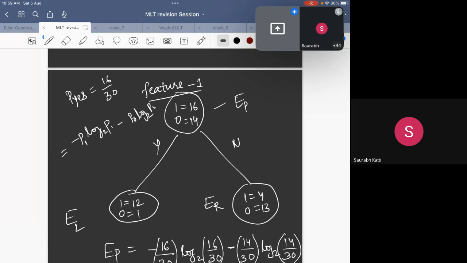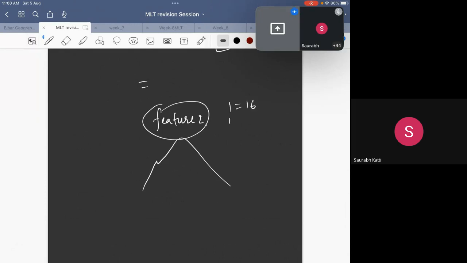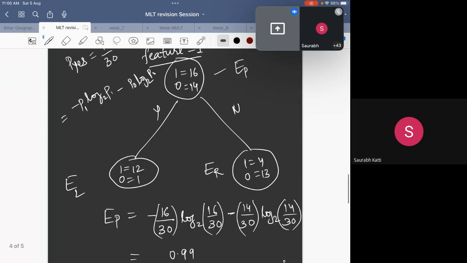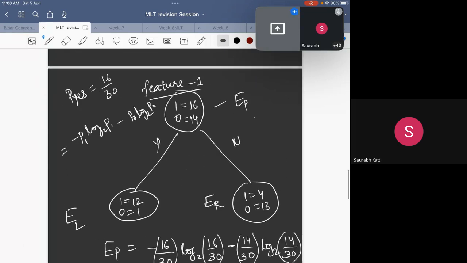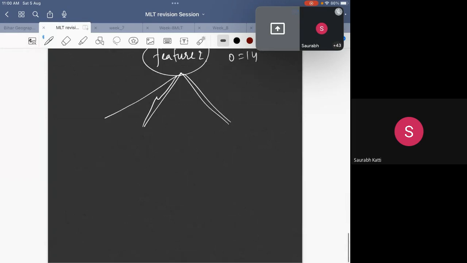So if you are given feature 1 and similarly feature 2, on feature 2 also you can be given some questions, and on that basis you split. Let's say you have class 1 as 16 and class 0 as 14. Here you split on feature 1, which had a categorical value with 2 categories. Maybe feature 2 can have 3 categorical values.